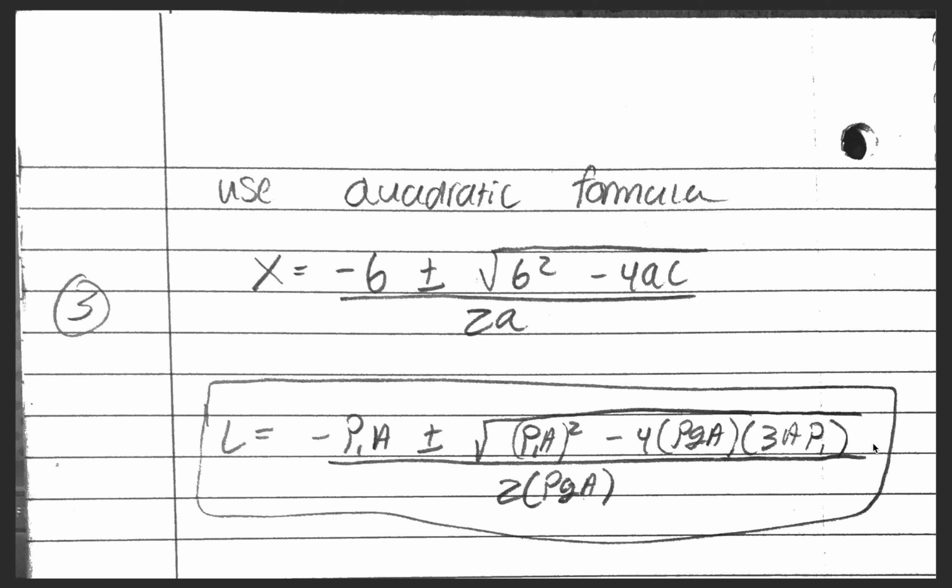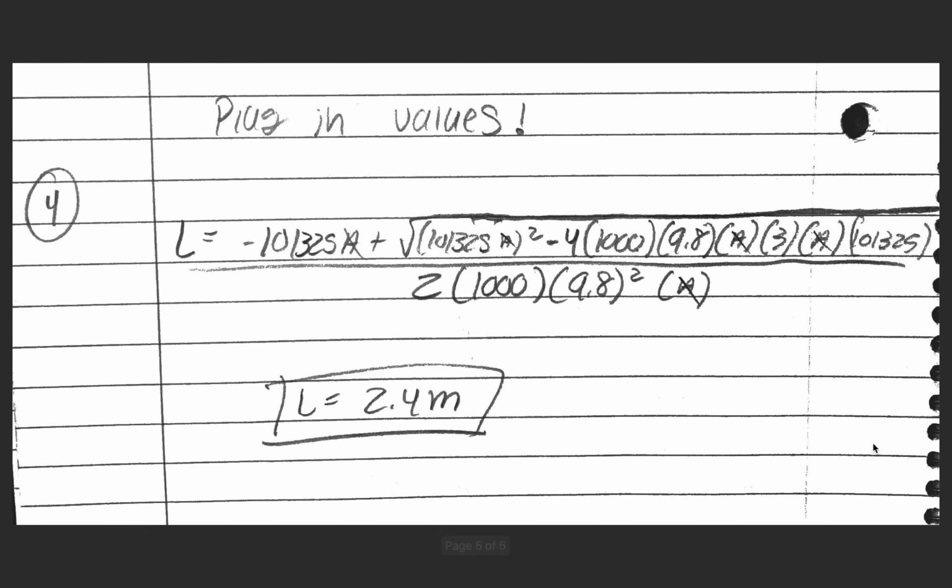And then literally from there, it's plug and play. You plug in your values. All your P1s, you put in 101,325 pascals. All these A's cancel out, and you're just left with numbers. You just calculate those, and then we get meters. You plug this whole thing into your calculator, or you solve it out by hand if you're crazy, and you get 2.4 meters.